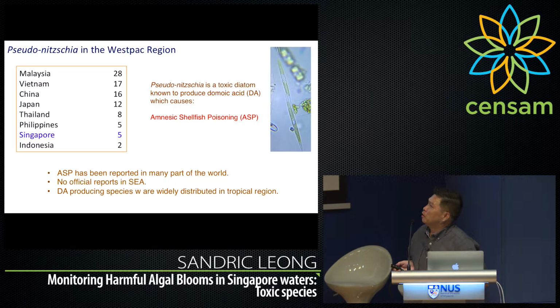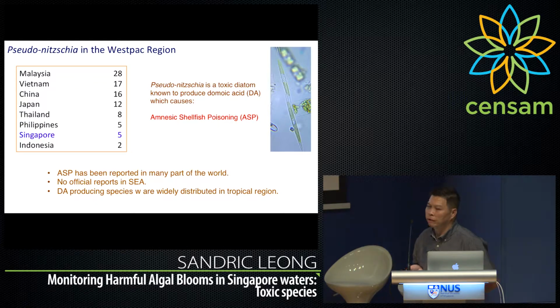This slide shows the number of species that were documented and confirmed in the Western Pacific regions. Malaysia has the highest number of Pseudo-nitzschia species documented and confirmed. Vietnam, China, and Malaysia have about 12 to 17. The rest of the regions only documented fewer than 10 species.